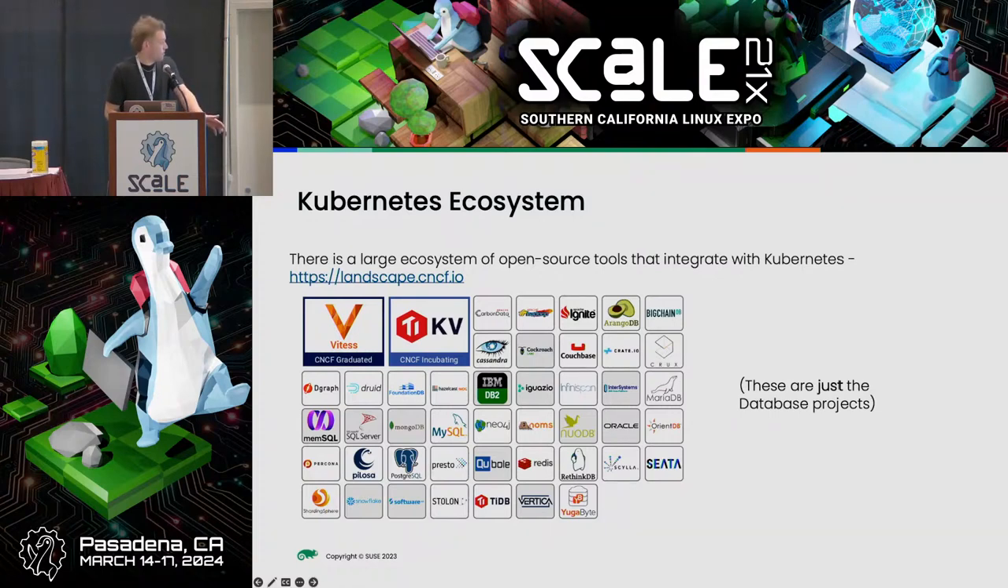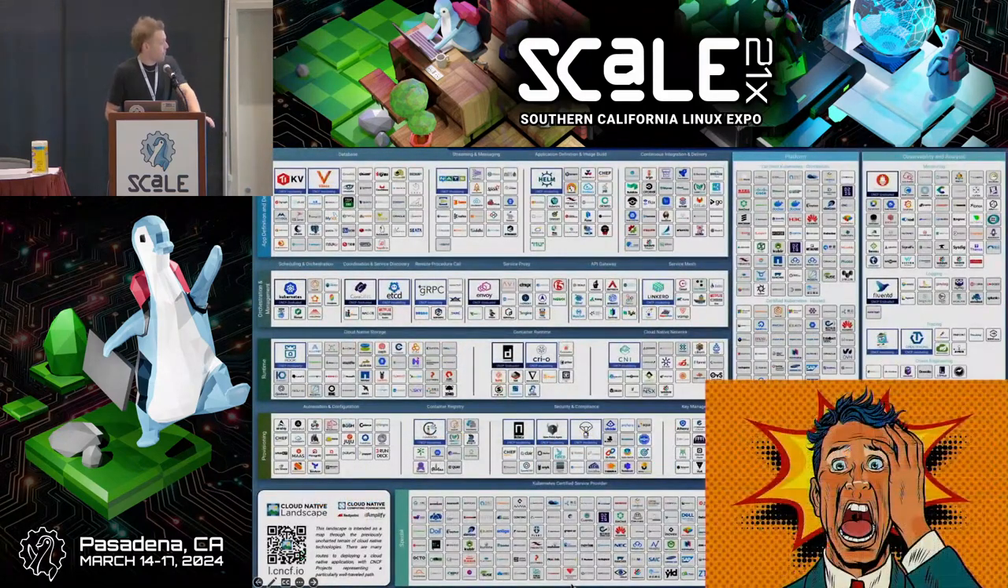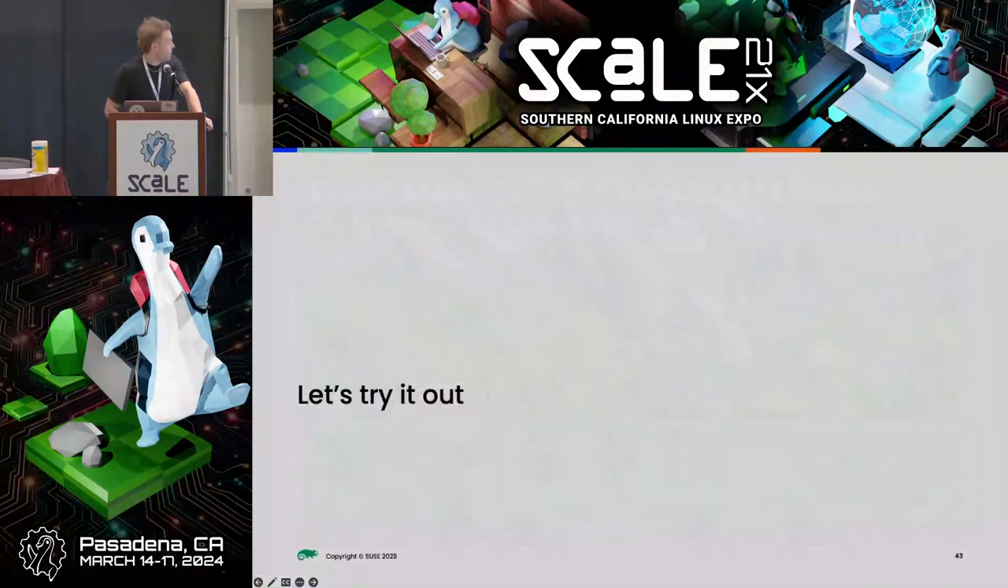This is all just databases. So if you look at the cloud native landscape, it's massive. You have everything from container runtimes, registries, networking, service meshes, etc.